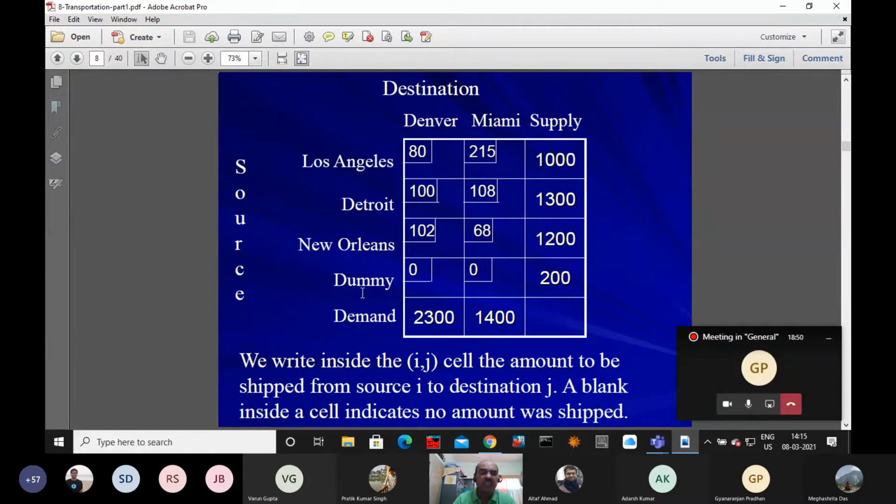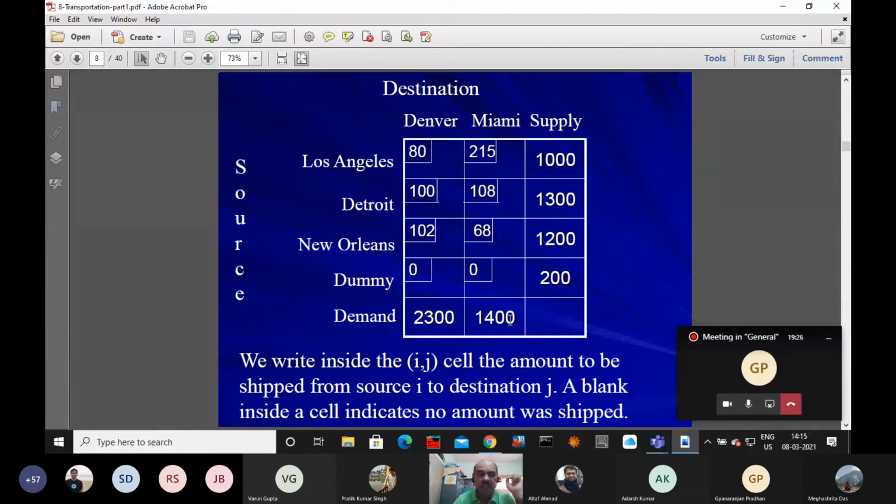Because if an unbalanced transportation problem is there, we have to add a dummy source or a dummy demand, then we make it balanced. Okay, so you can see here altogether, if you consider the destinations, 2300 at Denver, Miami 1400, the total amount is 2300 plus 1400, that is 3700 units. That is the demand.